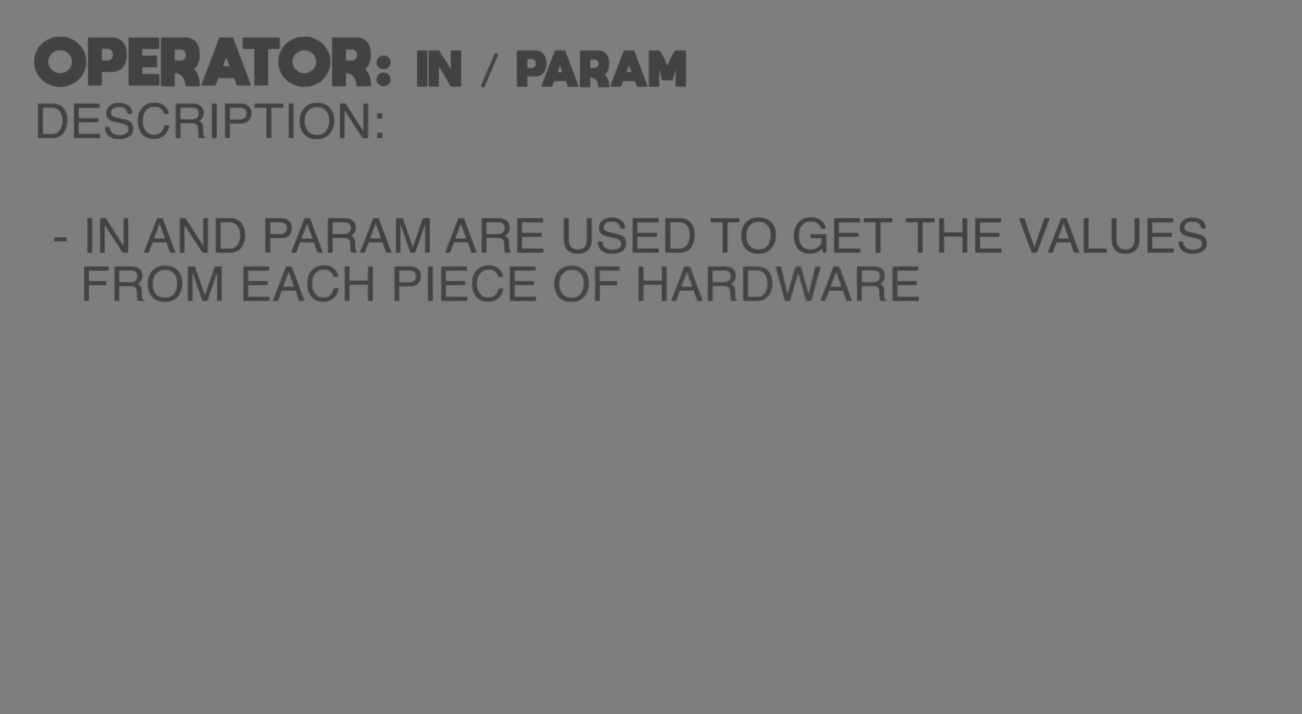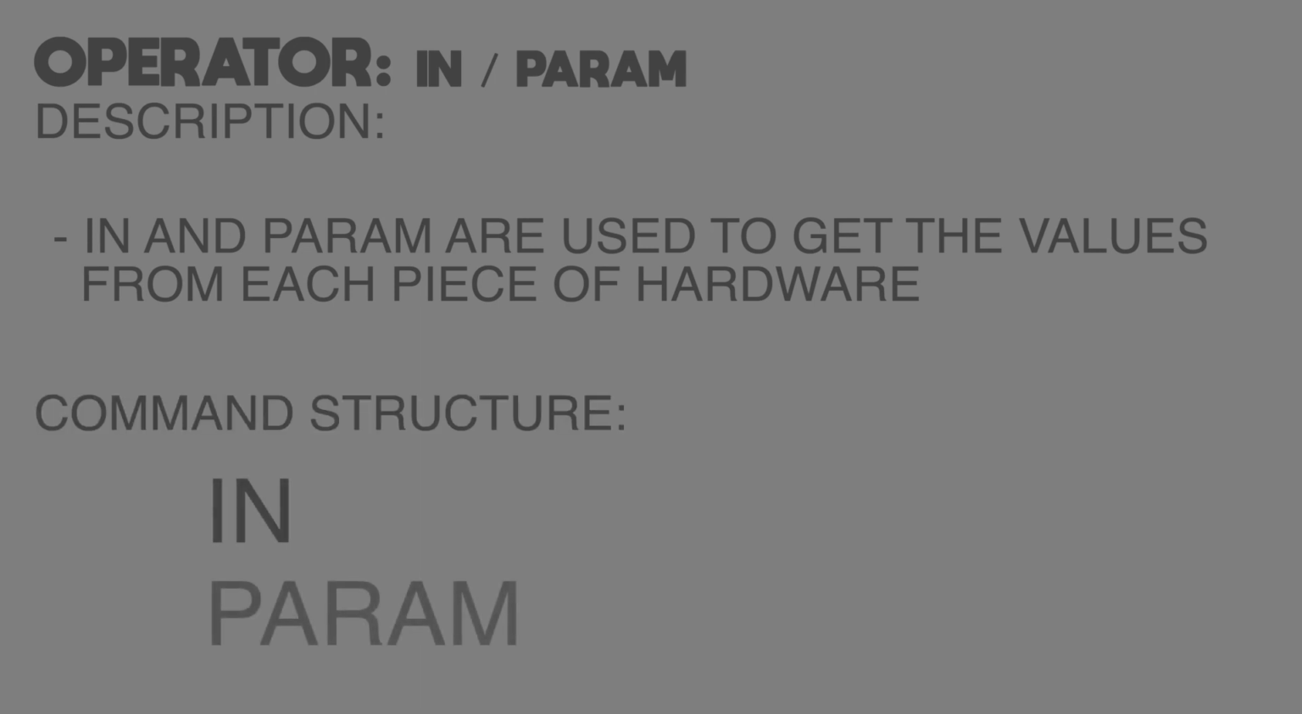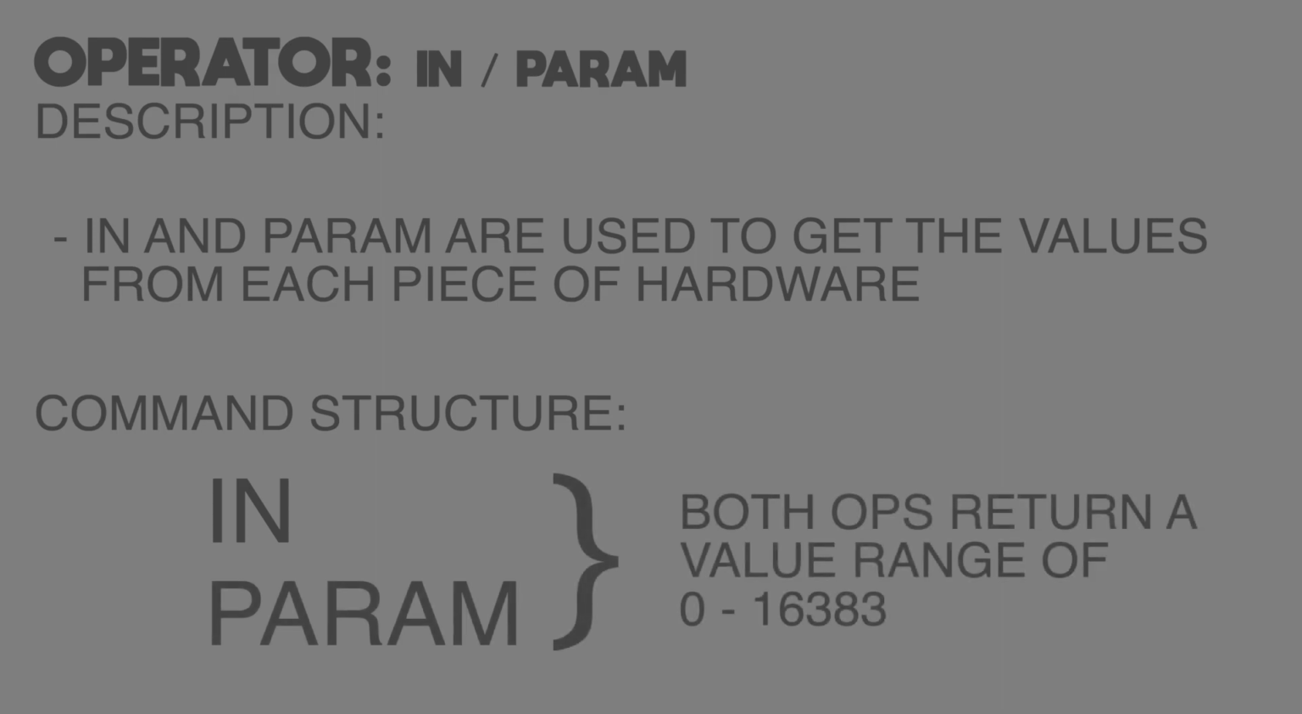So the in and param ops are really straightforward, and are used to obtain a value from the in-jack and the parameter pot. The command structure is simply in and param, with no following values. And both ops, by default, will return a value in the range 0 to 16,383, depending on what is being fed into the jack or the position the parameter pot is set to.